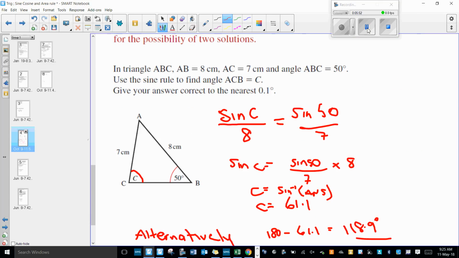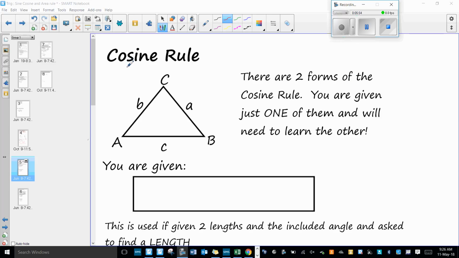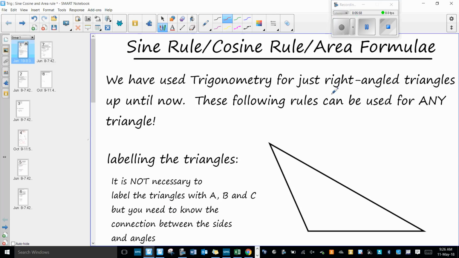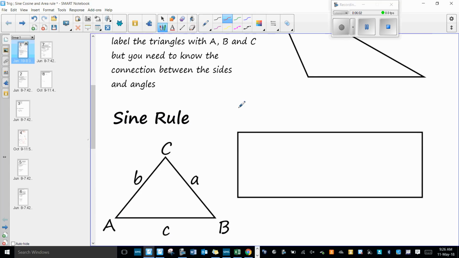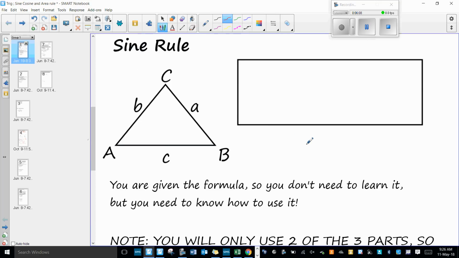Okay, so now we come on to the cosine rule. Let me just quickly revert back to the sine rule. If we remember, the sine rule had a over sine A, equals b over sine B, equals c over sine C. So our sine rule involved two angles and two sides. Are you happy with that?